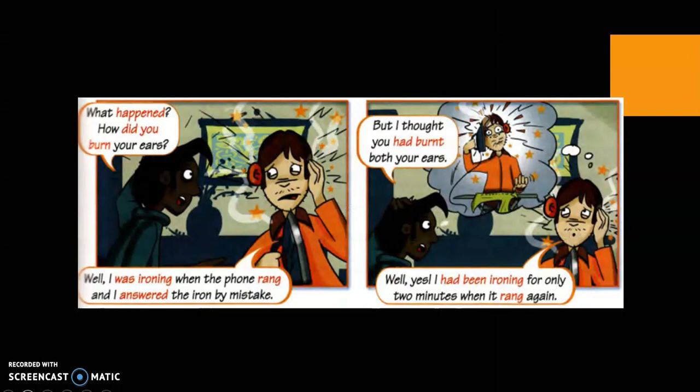Here we have some examples. What happened? How did you burn your ears? Well, I was ironing when the phone rang and I answered the iron by mistake. But I thought you had burned both your ears. Well, yes. I had been ironing for only 2 minutes when it rang again.